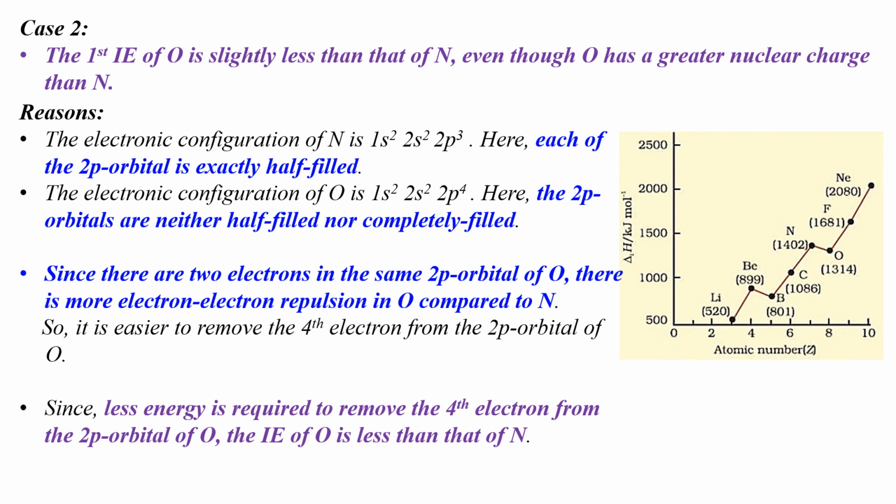Since there are 2 electrons in the same 2p orbital of oxygen, there is more electron-electron repulsion in oxygen compared to nitrogen. So, it becomes easier to remove the 4th electron from the 2p orbital of oxygen. Since less energy is required to remove the 4th electron from the 2p orbital of oxygen due to greater interelectronic repulsion in oxygen, the ionization enthalpy of oxygen is less than that of nitrogen.